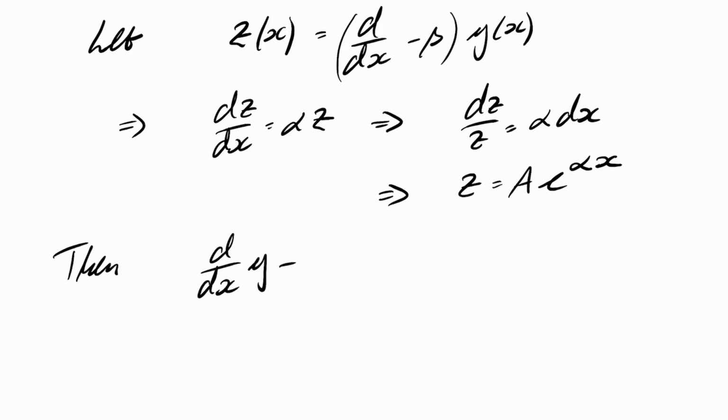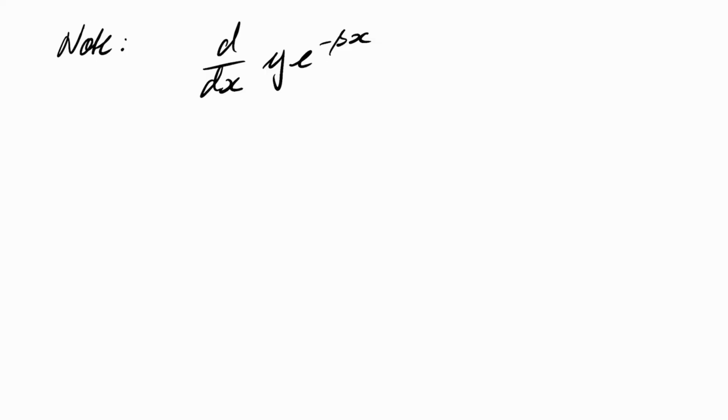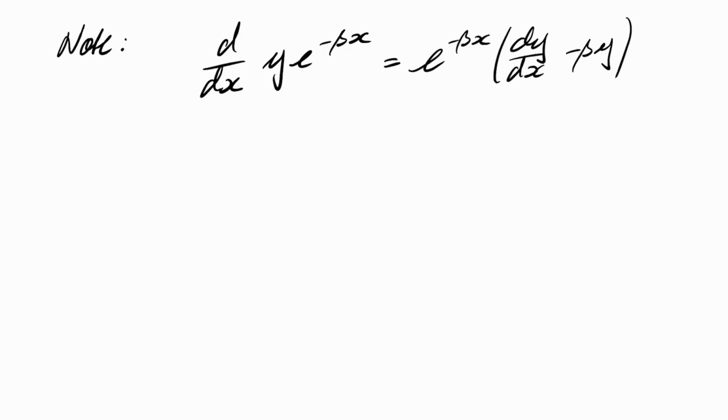So then I'm left with a linear equation for y, which is now first order: dy/dx minus alpha y is equal to A e to the alpha x. Now, I need to go about solving this. I can't use a separation of variables technique just yet, but what I can do is notice the following trick. Let me consider a seemingly unrelated thing: y times e to the minus beta x, and I'm going to differentiate that using the product rule, remembering that y is a function of x. Then this becomes e to the minus beta x times the left-hand side of the differential equation I want to solve.